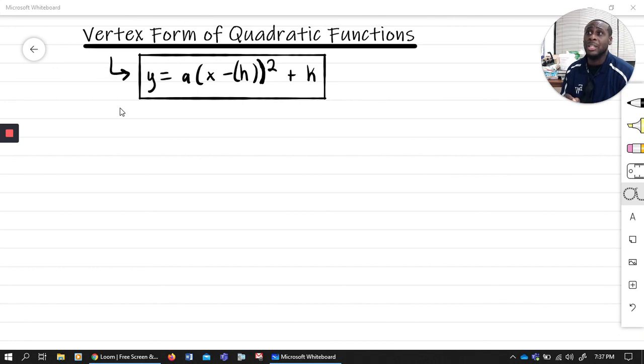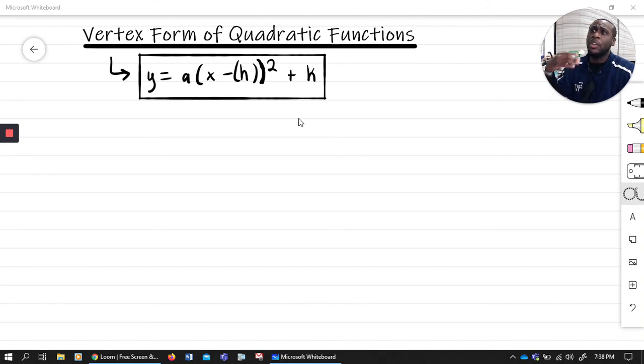The form for the vertex form is y equals, or it could be f of x equals, but y equals a times x minus h, squared, plus k. The part that's being squared is x minus h. And we're going to look at what each part represents.